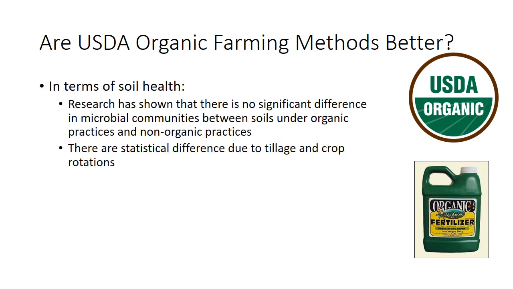All right, now in terms of soil health, there hasn't really been any evidence that's been shown that we have a significant difference in microbial communities between soils under organic practices and soils under non-organic practices. Part of that is we as humans like to put things in little boxes, and we assume that there's no gray area between those boxes. The truth is there are some USDA organic operations or practices that are less helpful to soil health, and there are also some non-organic methods that are more helpful. And so there's a lot of room in the middle where there's overlap.